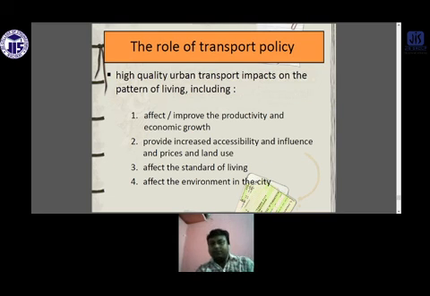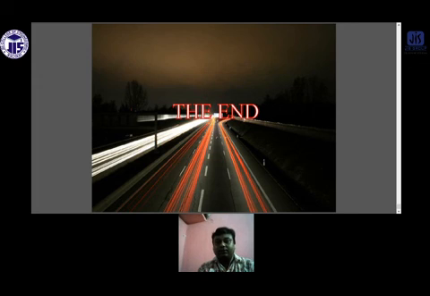So the role of transportation policy is basically to improve the productivity and economic growth of that area, provide increased accessibility, influence the price of land use, affect the standard of living, meaning the quality of life, and affect the environment in the city. So this is all about our today's topic of discussion, transportation planning.